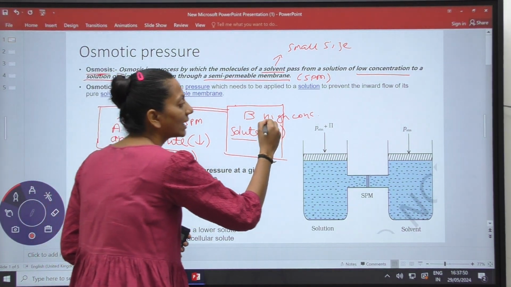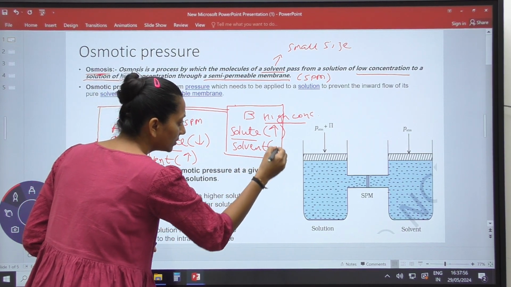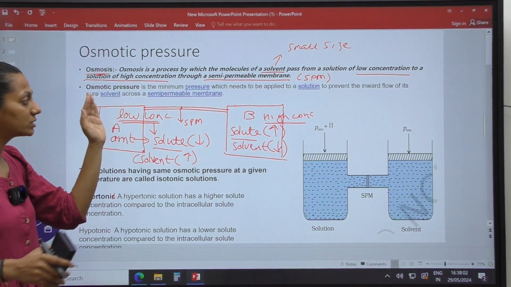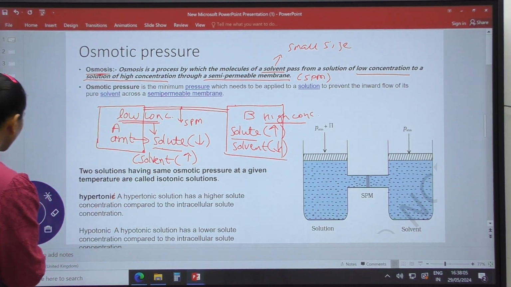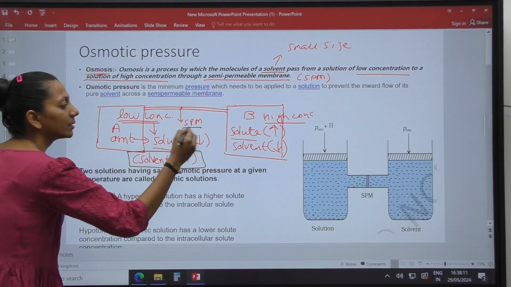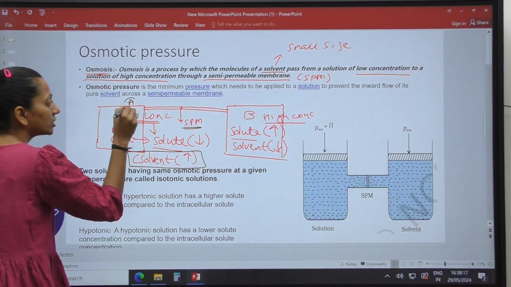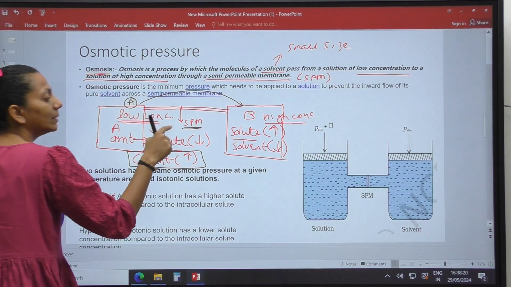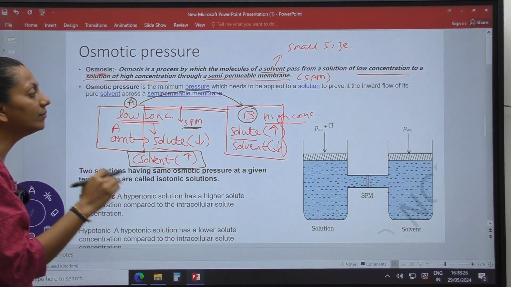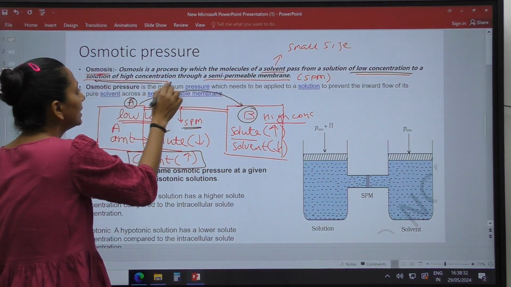Whereas where high concentration is there, the solute amount is more but the solvent amount is less. So only solvent particles can pass through the semi-permeable membrane. The solvent particles from solution A are going to diffuse through the semi-permeable membrane towards solution B, to have the same amount or the same pressure, from the lower concentration to the higher concentration.